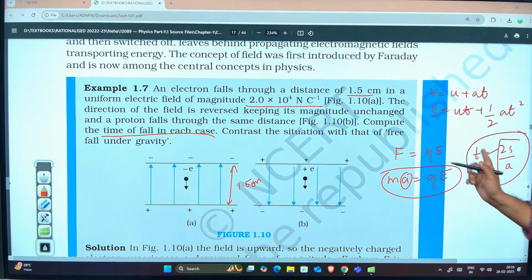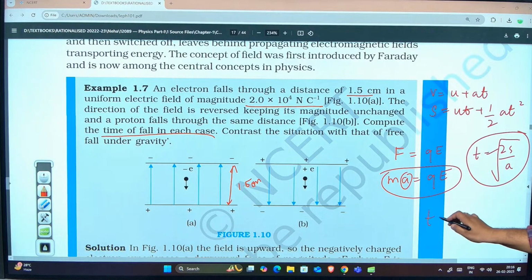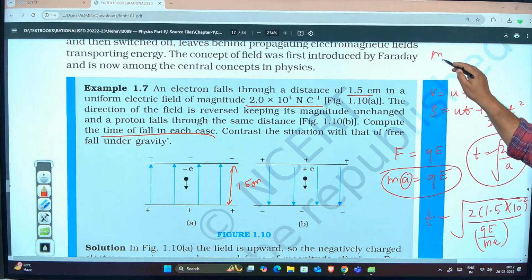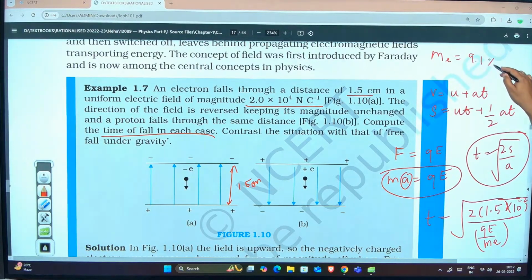Same way, here it will become t = √(2 × s/a), where s is 1.5 × 10^-2 m. And then what will be the denominator? a. a will be equal to QE/m. m of what? Electron. The mass of the electron is 9.1 × 10^-31 kg. By that you will find the value of the time period.